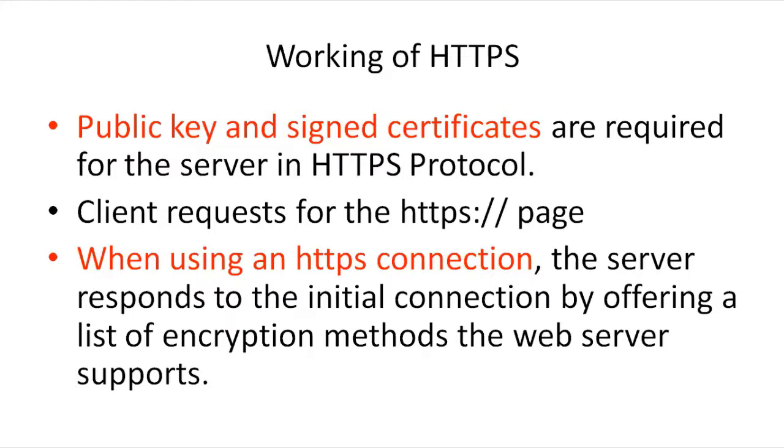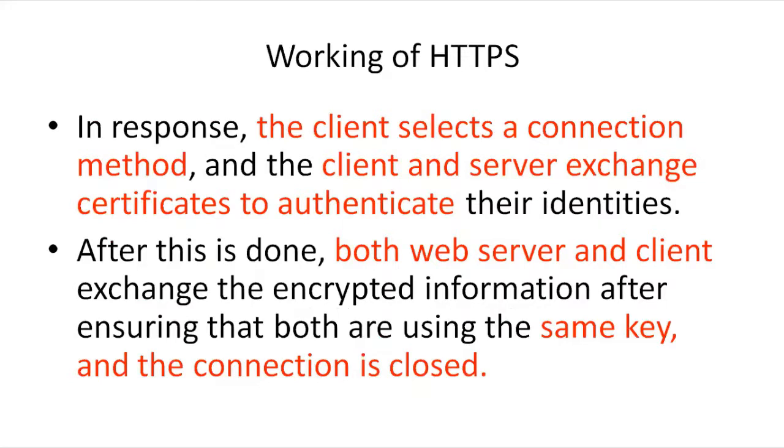When using an HTTPS connection, the server responds to the initial connection by offering a list of encryption methods the web server supports. In response, the client selects the connection method, and client and server exchange certificates to authenticate their identities. That means there is an identity. For example, the client has an identity, like your roll number. The client has one roll number, the server has one roll number. Here, the client shows its roll number to the server. That is called client and server exchanging certificates to authenticate. After this is done, both web server and client exchange the encrypted information after ensuring that both are using the same key, and then the connection is closed.